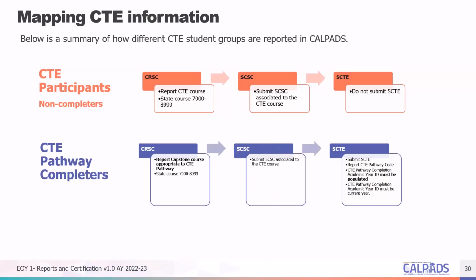The final step for reporting your CTE pathway completers is to submit the Student Career Technical Education, or SCTE, record for your completer student, reporting the CTE pathway code and pathway completion academic year ID, which must be populated with the current academic year for your completers.